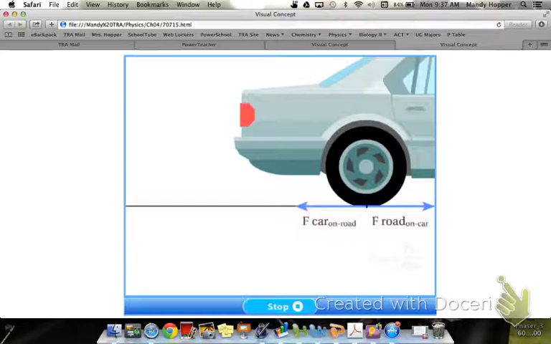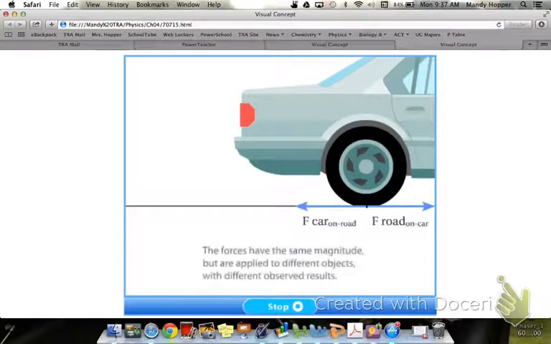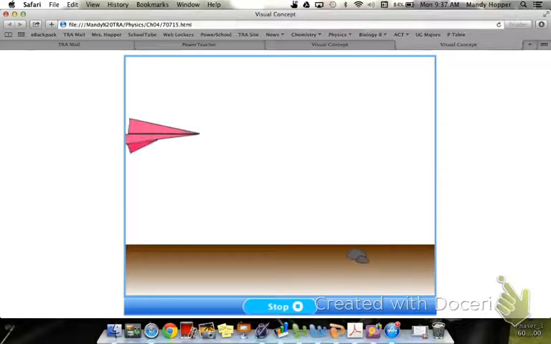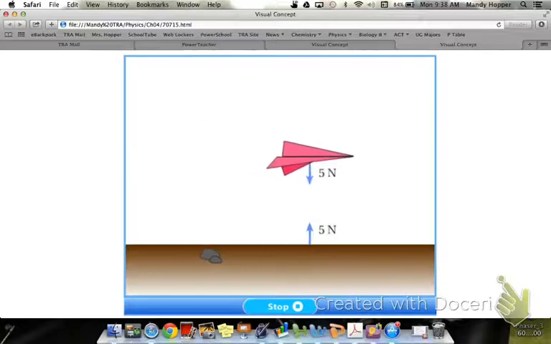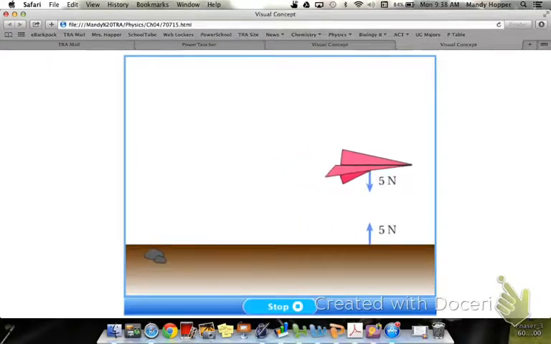The force on the car makes the car accelerate. And the force on the road, which is firmly attached to the earth, makes the earth accelerate, although only by a very small amount. Adding the force on the road and the force on the car does not make sense because the forces are applied to different objects with different observed results. A force on the earth doesn't affect the car, and a force on the car doesn't affect the earth. Newton's third law holds for non-contact forces as well. Consider the effect of the earth's gravity on a paper airplane. When the earth pulls downwards on the airplane with a force of 5 newtons, the airplane pulls upwards on the earth by the same amount.